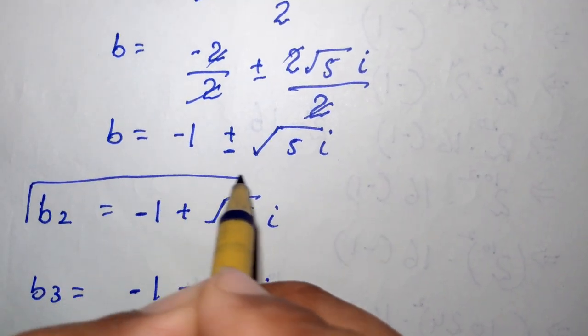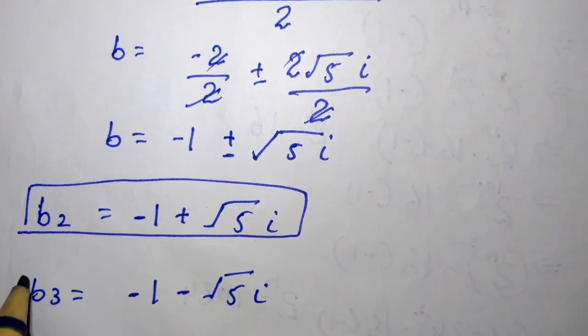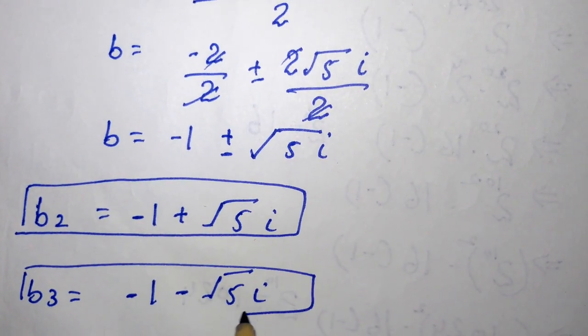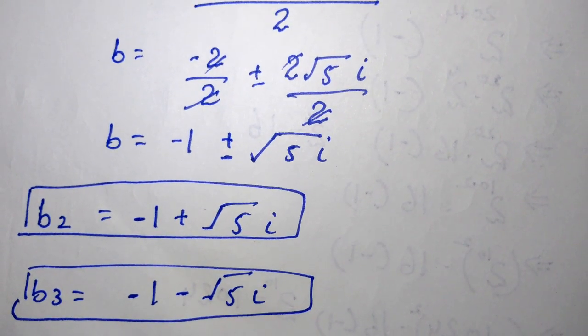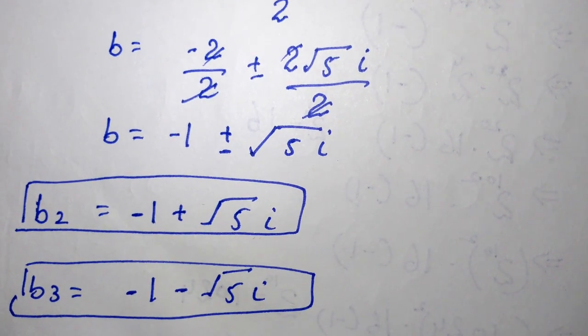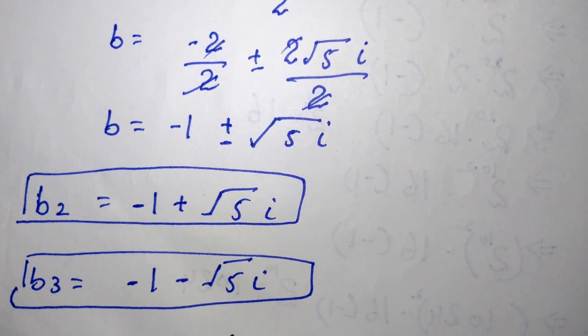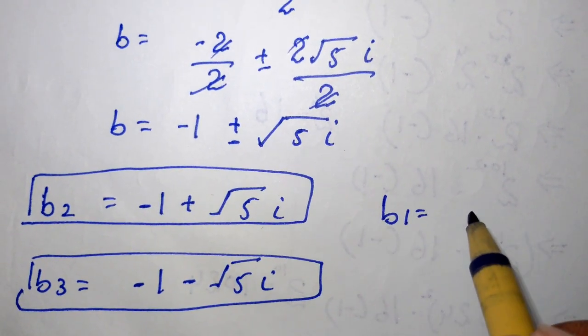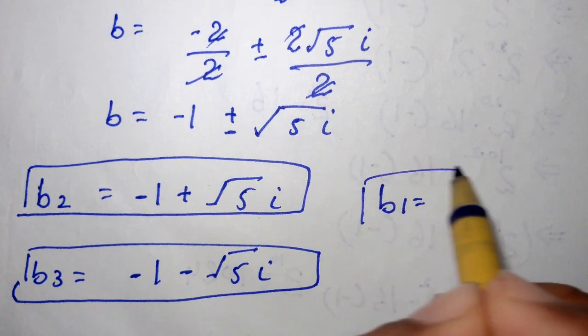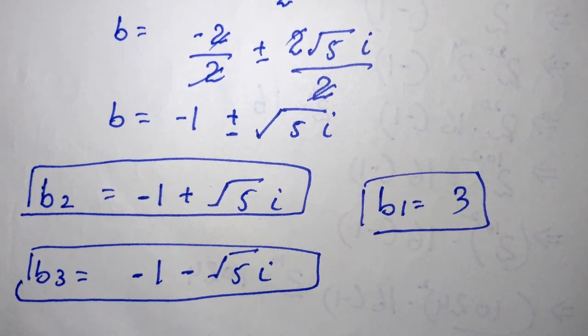So this is b2, this is b3. So these are the solutions of this beautiful maths problem, and we know that b1 is equal to 3. So these are the three solutions of this interesting maths problem.